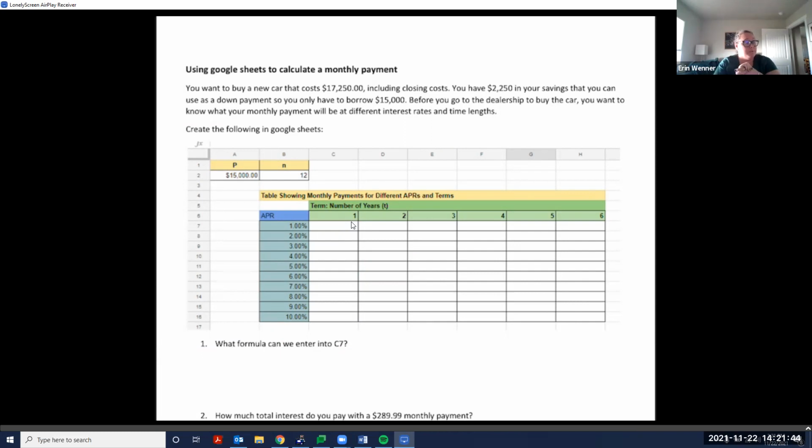So we're going to buy a new car. This is obviously pre-2021 where new cars went through the roof and money means nothing anymore. This is back in 2019 when things all made sense, right?